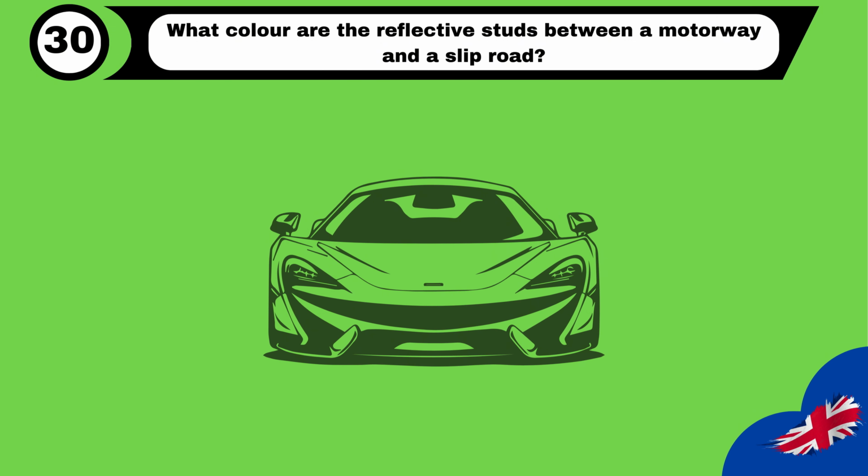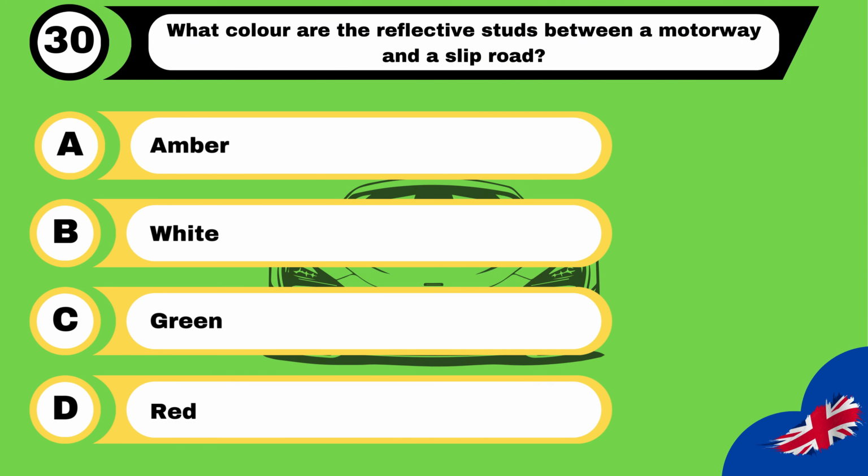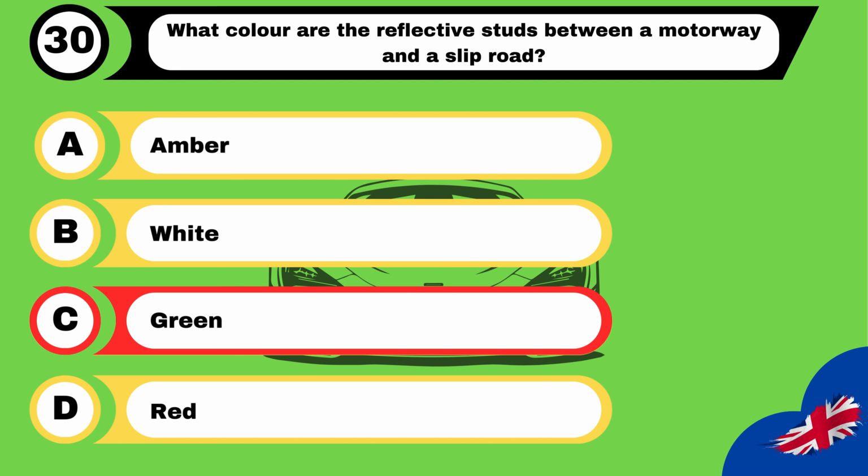Question 30. What color are the reflective studs between a motorway and a slip road? A. Amber. B. White. C. Green. D. Red. The answer is C. Green.